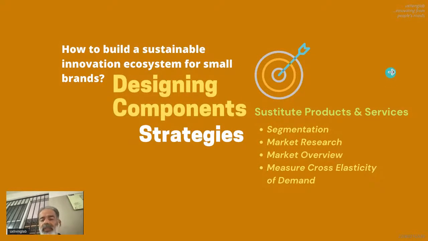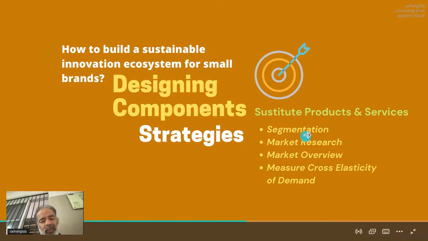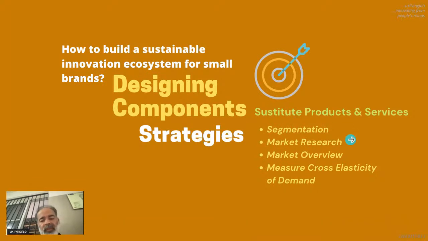Then what are the strategies we have to implement to analyze this? We are talking about how to build a sustainable innovation ecosystem for small brands, in that designing of components, then substitute products and services. What are the strategies? What we suggest is always segmentation. You have to start with segmentation, then market research, then market overview, then measure cross elasticity of demand. This is the strategy you have to adopt to develop the innovation ecosystem.